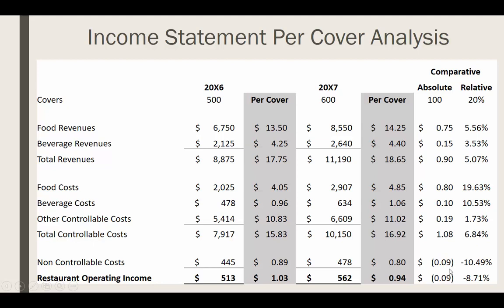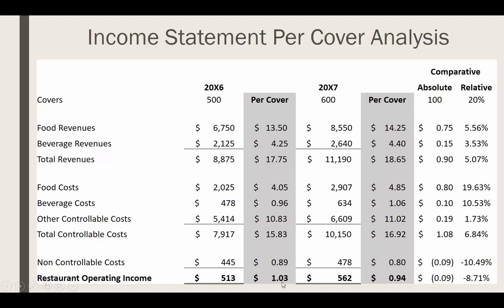Now my non-controllable costs, can I really do anything about this? I don't have any control over them. The only reason why it's down is because I serve more people. Okay, if you take a look, I actually have more non-controllable costs, but because I serve more people, I've got less costs. We don't have too much control over that, so I might not pay as close attention.